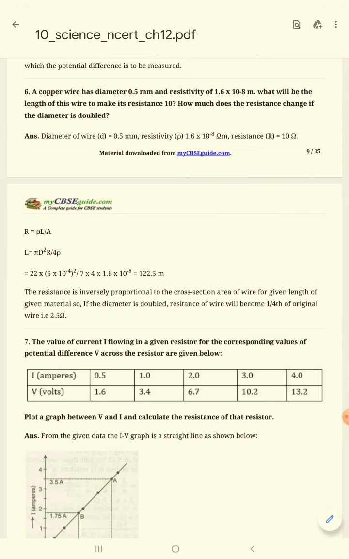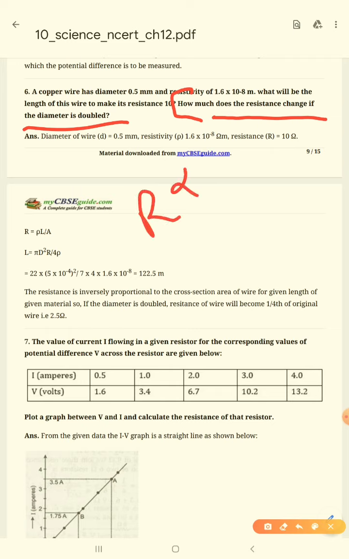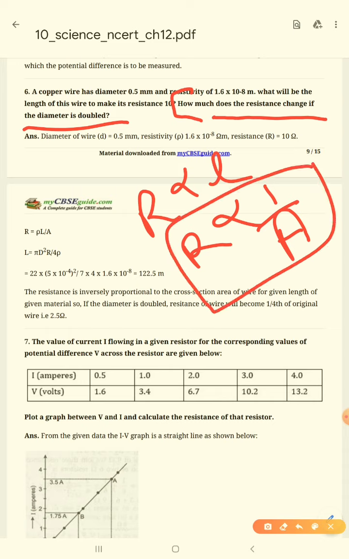Now another part of this question, and this is also a very important part: how much does the resistance change if the diameter is doubled? If we double the diameter of that wire, then what will be the effect on the resistance? As we know, resistance depends on length, resistance depends on area. So what about the relationship between resistance and diameter? We can find this relation from this formula.